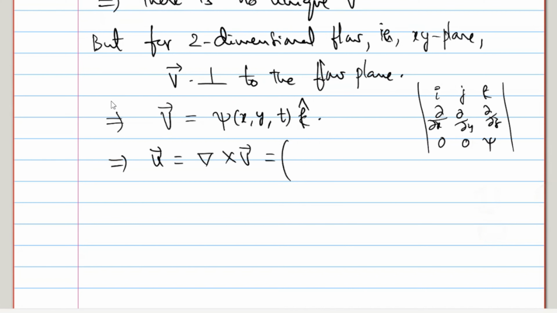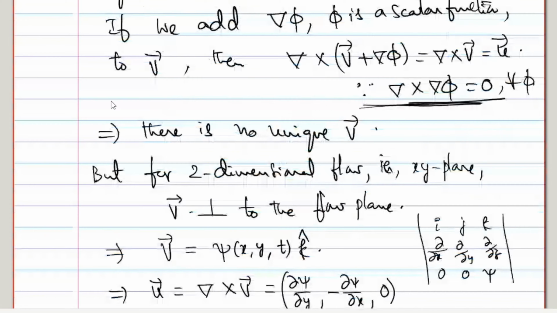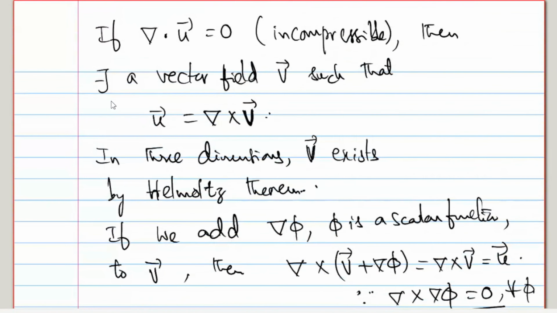What do you get? The i component will be dou psi by dou y, and the j component will be dou psi by dou x with a negative sign, and the k component will be 0. So as you see, del cross V is always perpendicular to the plane direction. So u will be in the xy plane, with only x component and y component.